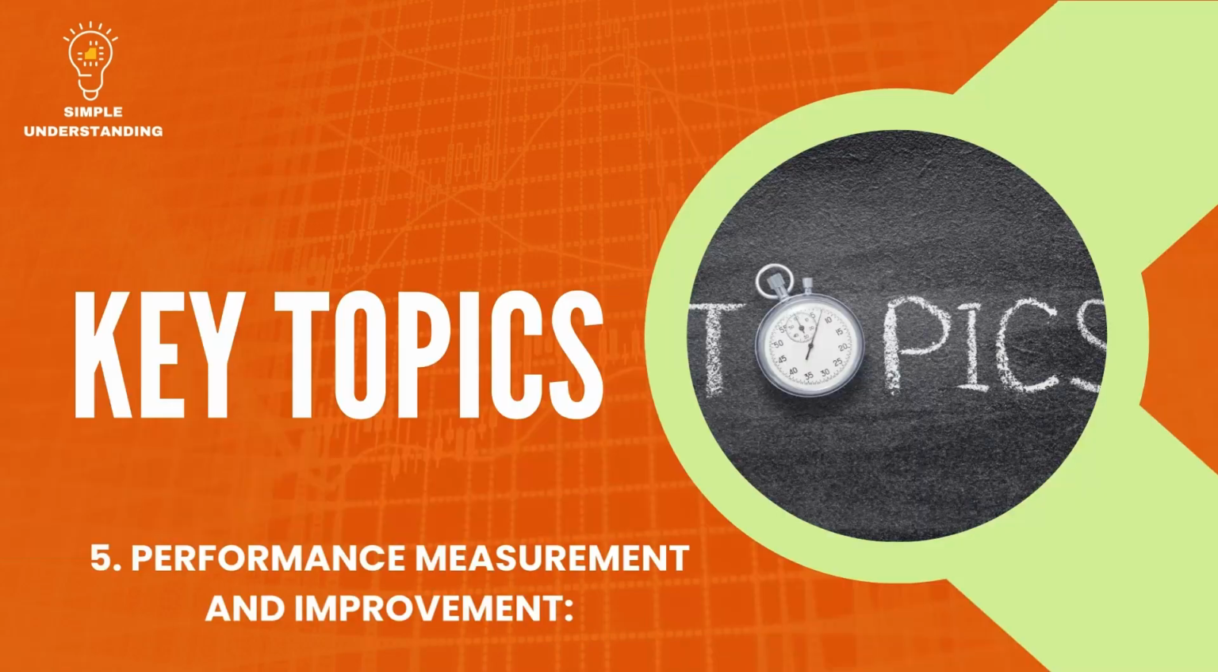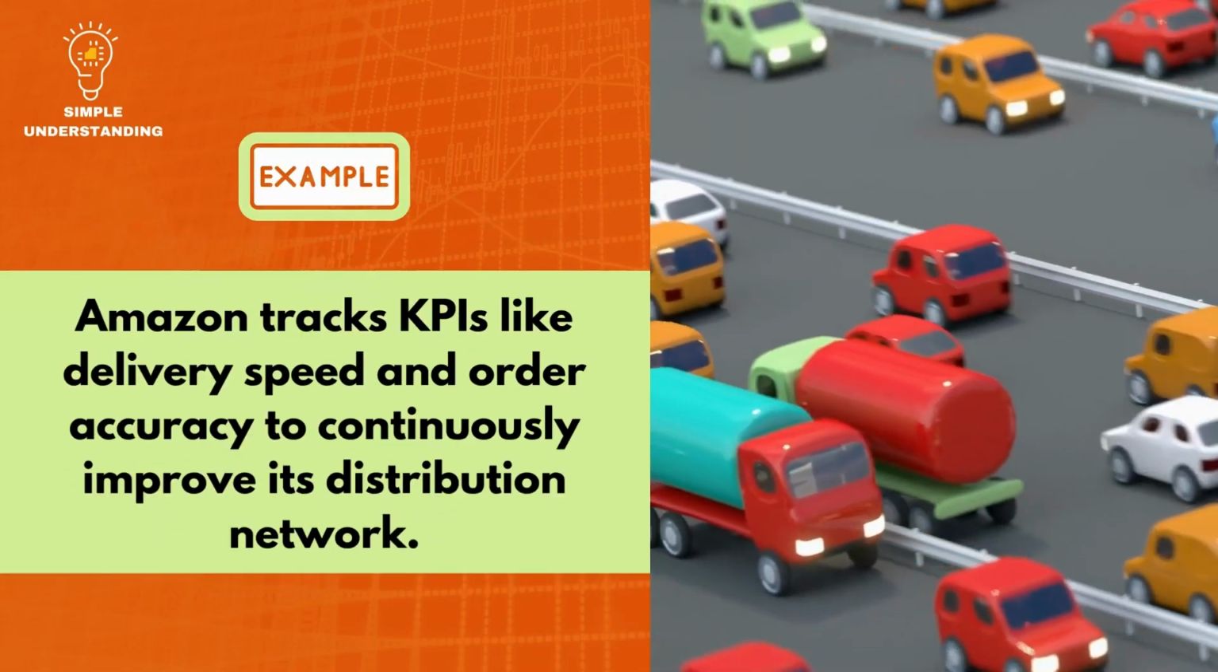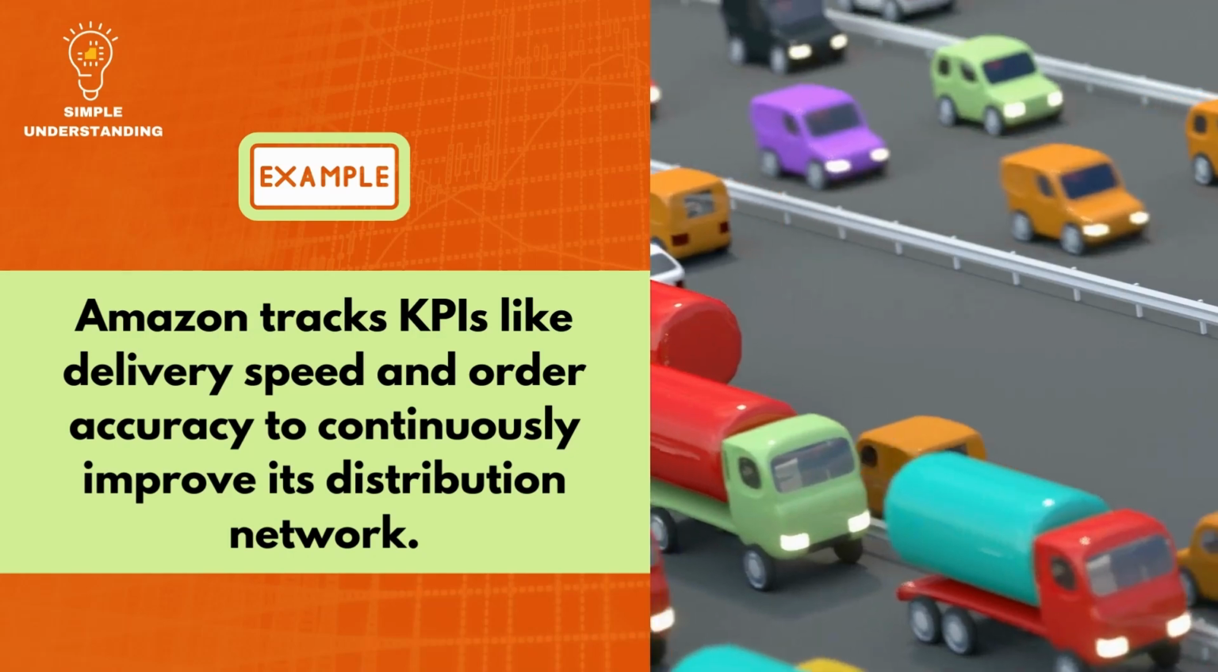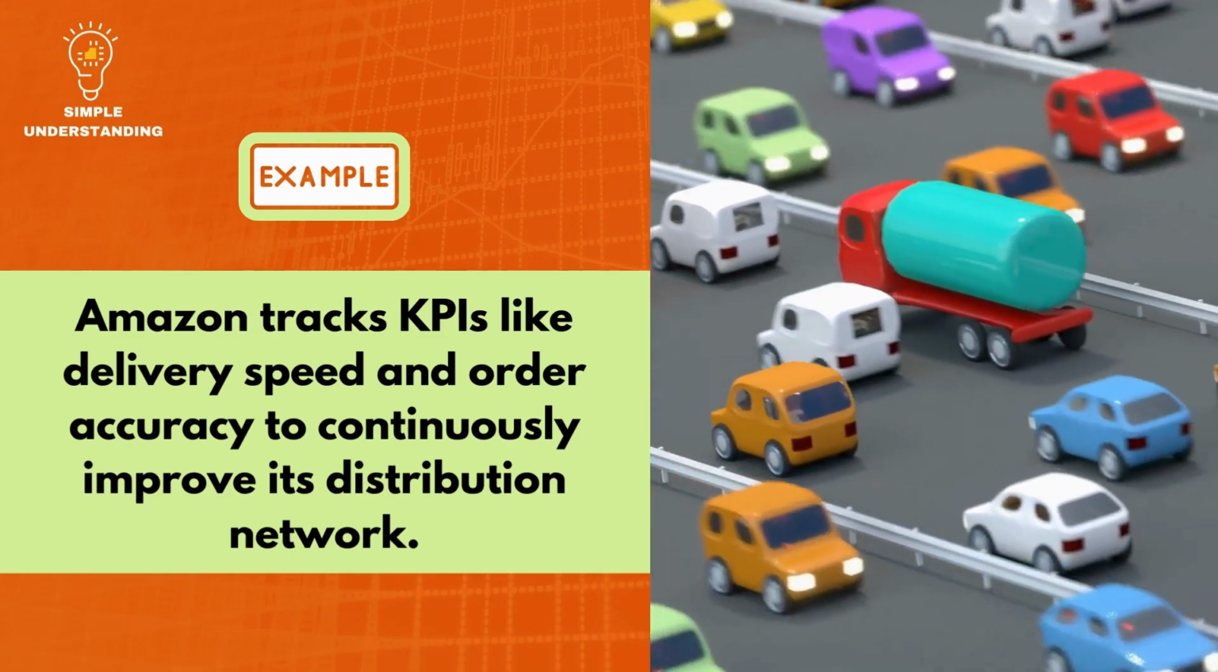Performance measurement and improvement. A. Key performance indicators, KPIs. Measures distribution performance using KPIs such as order accuracy, delivery lead time, and cost per shipment. Example: Amazon tracks KPIs like delivery speed and order accuracy to continuously improve its distribution network.